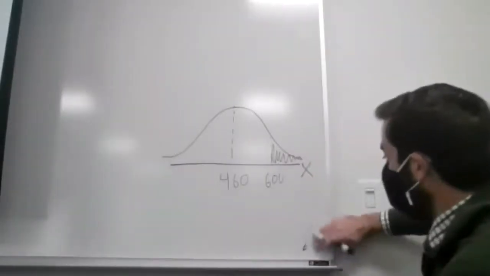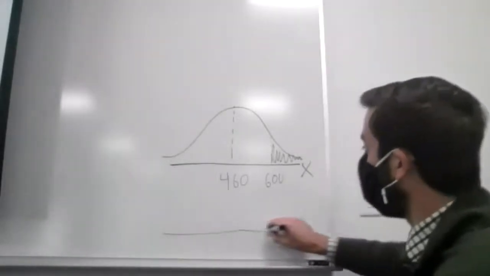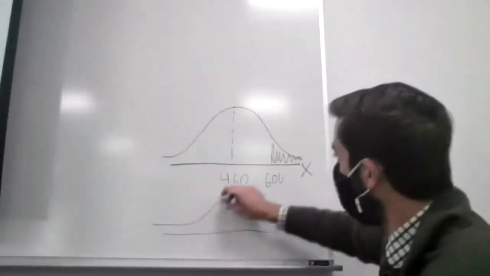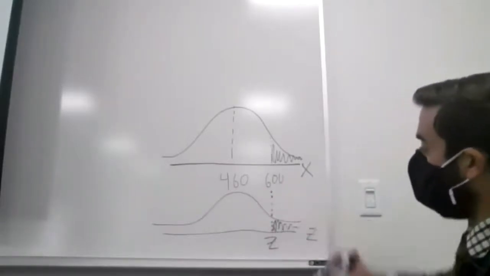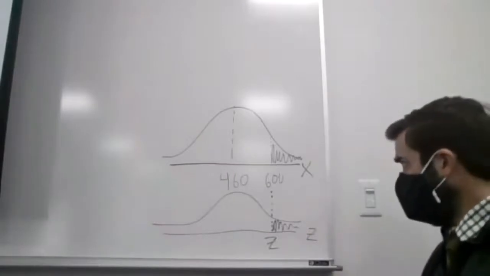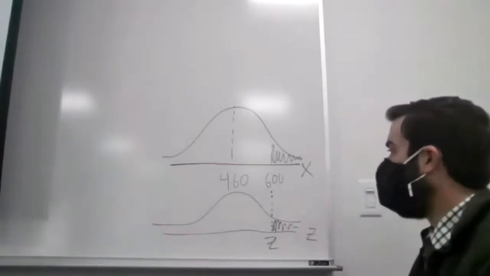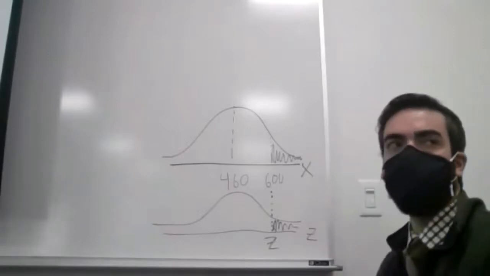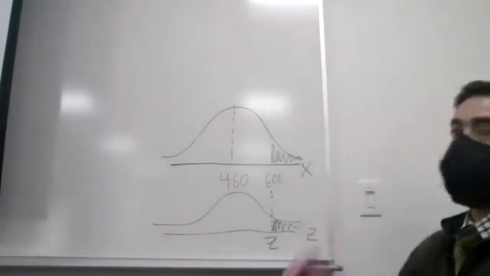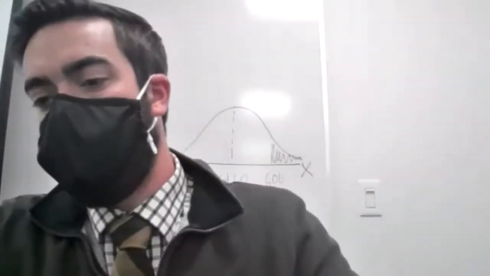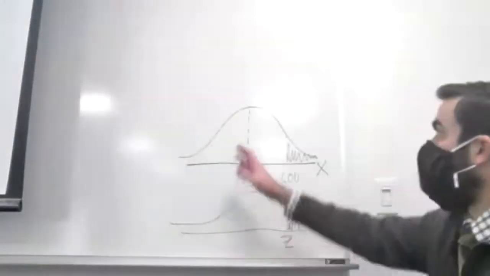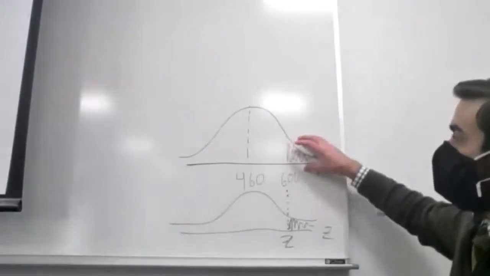So what we need to do is turn this normally distributed variable into a standard normal distribution. Once we have that z value for 600, we then want to find the area to the right of it. Right away, I know this probability has to be less than 0.5, because the area to the right of the mean is 0.5, so this area has to be something less than that.